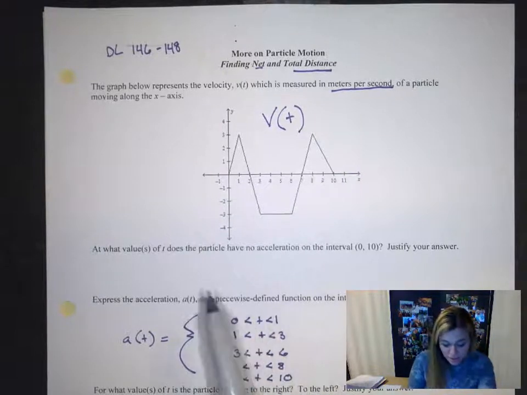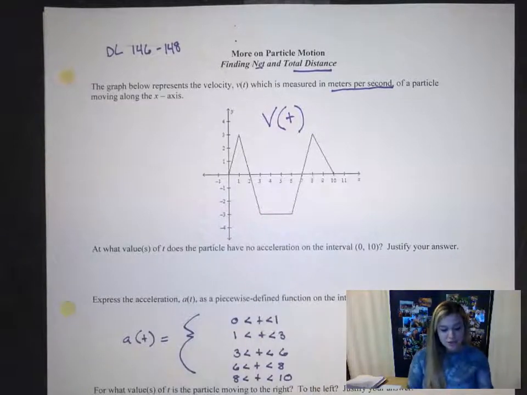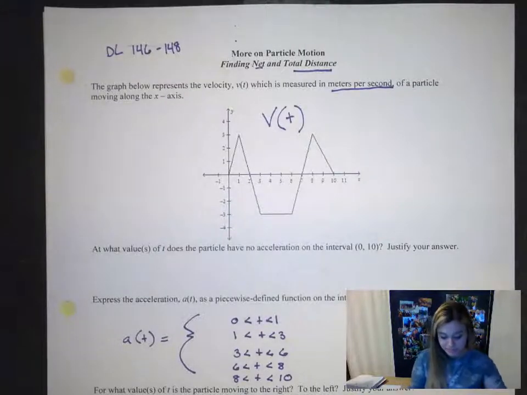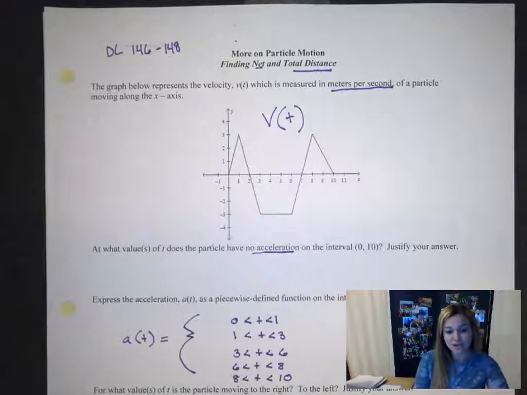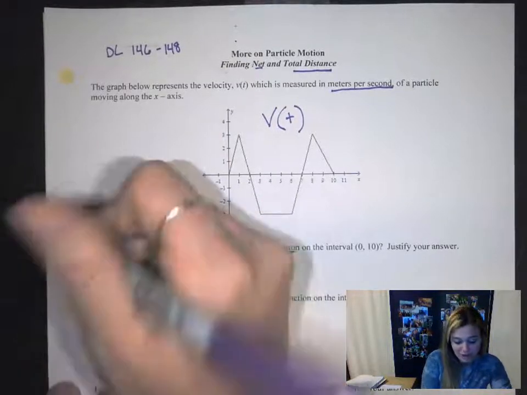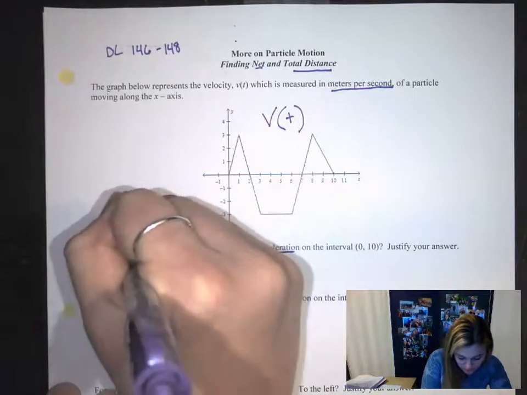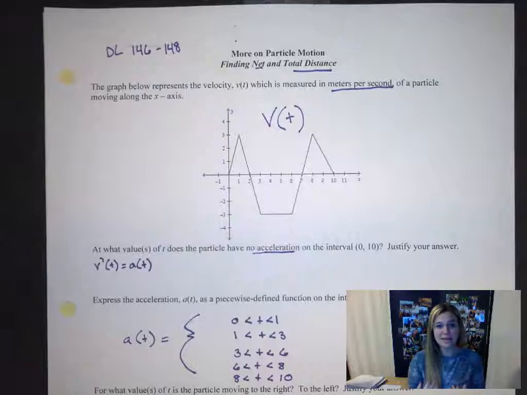Here it says what value of t does the particle have no acceleration? So let's think about what no acceleration means. Remember, acceleration is the derivative of velocity. So I'm going to write that in there, so then whoever is looking at this, if it's me or if it's an AP reader or whatever, knows that you know that connection. So v prime of t is equal to a of t. And that's also a good reminder just for us.